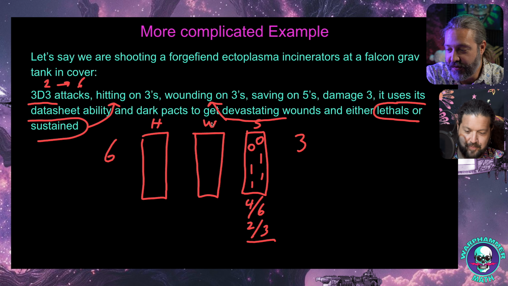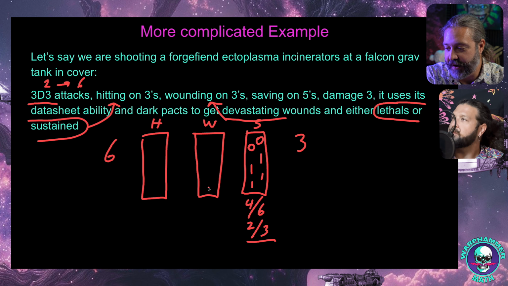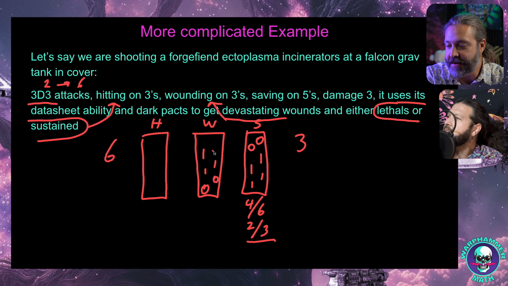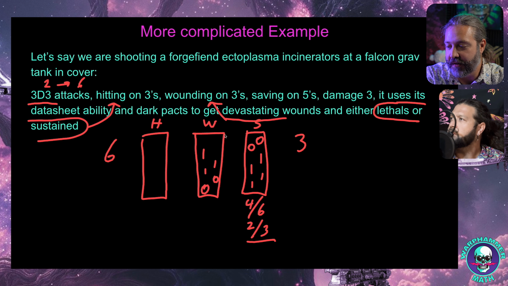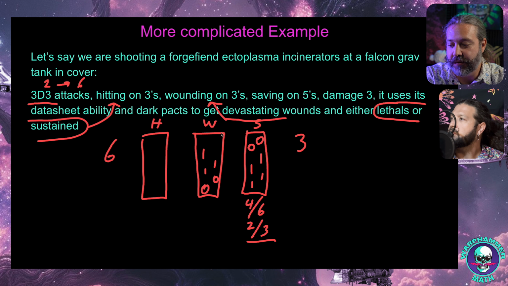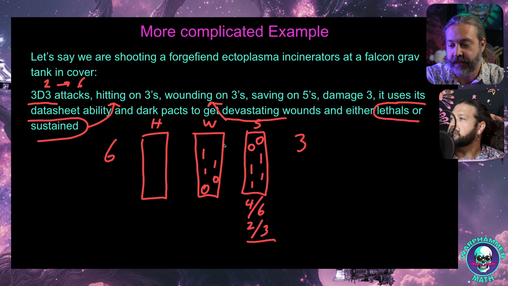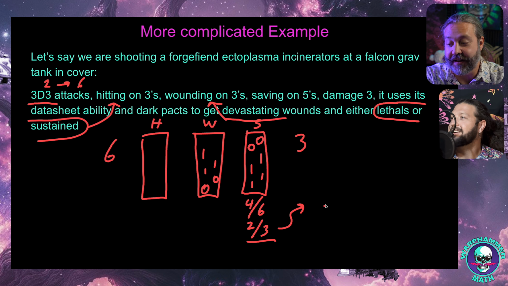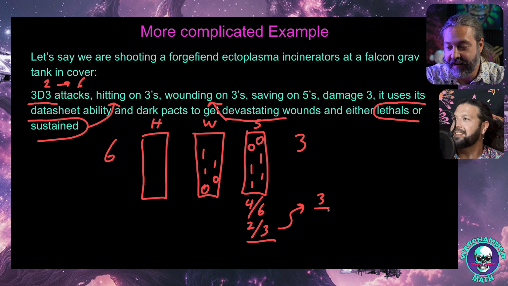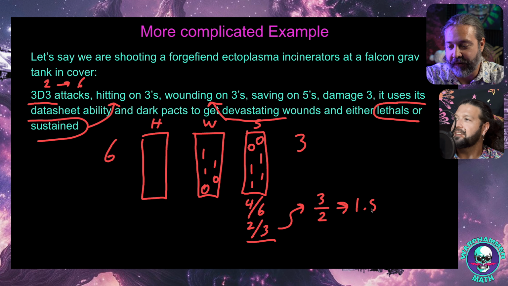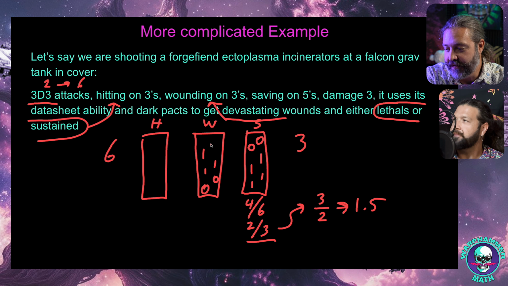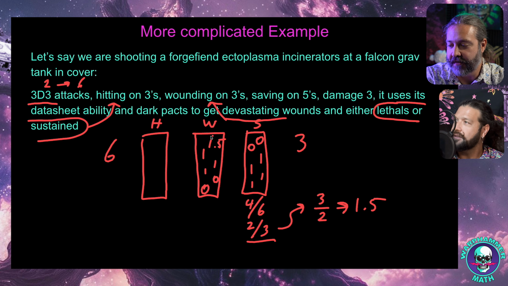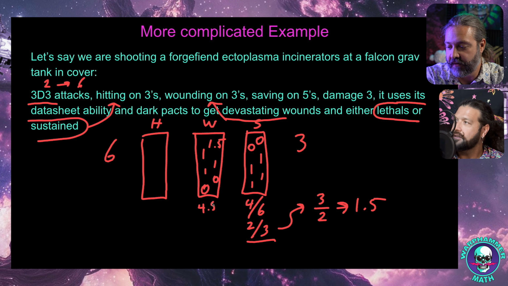For our wound roll, we are wounding on 3s. So nothing, 1, 1, 1. And then we have devastating wounds. So what are we going to get for this critical wound here? Well, normally it would be the inversion, right? Exactly. So the inverse of 2/3 is 3 halves, or 1.5. Okay. So this is worth 1.5. So this gives us 4.5 out of 6.